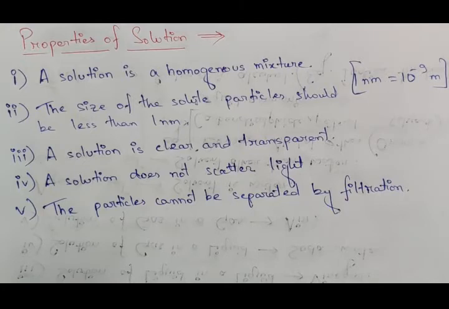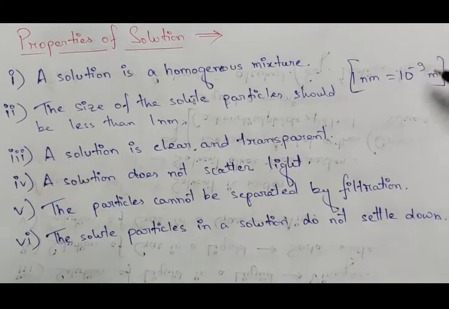The next characteristic of the solution is that the solute particles in a solution do not settle down. As I said, the particles are uniformly distributed throughout the solution, throughout the solvent. So those solute particles do not settle down. These are the important characteristic properties of a solution, and you need to keep them in mind, because from here some point-wise questions, 1 mark or 2 mark questions, can be set in your question paper. So please go through these points carefully.